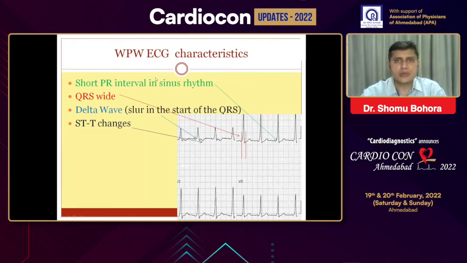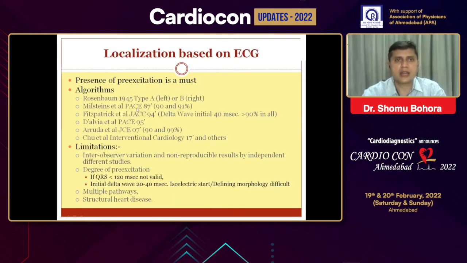So the WPW ECG characteristics as shown in the ECG are a short PR interval in sinus rhythm, a wide QRS of more than 120 milliseconds, a delta wave which is a slur in the start of the QRS, and ST-T changes that are present because of secondary QRS widening.